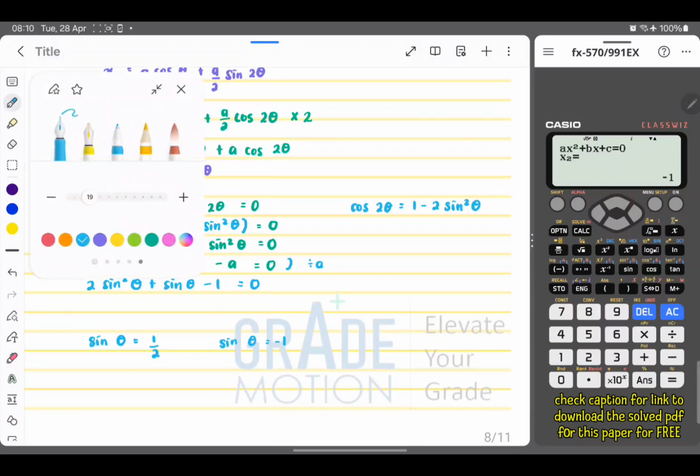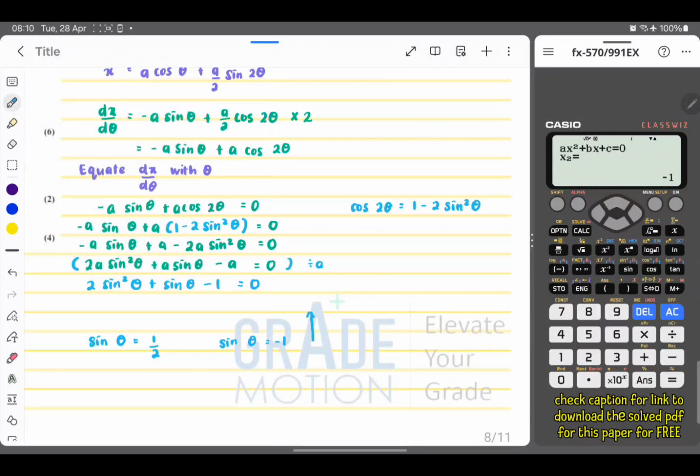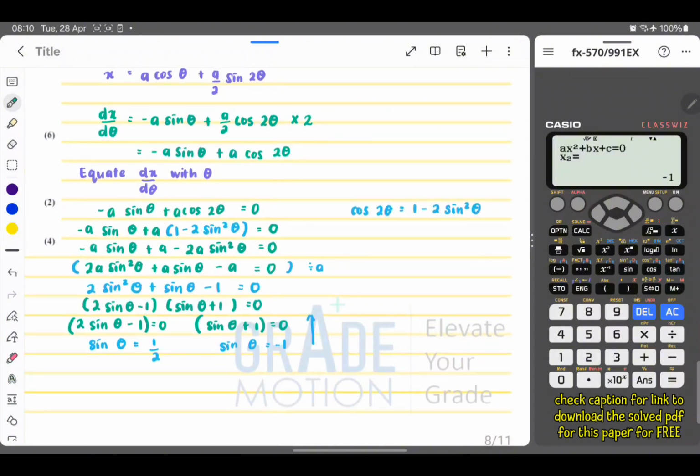Let's work our way up so that we can show our working. So let's make both equations equal to 0. So here would be 2 sine theta minus 1 equal to 0. Here we will get sine theta plus 1 equal to 0. So these two would be our factors. So write down our factors: 2 sine theta minus 1 and sine theta plus 1 equal to 0. Now we would like to find the value of theta for each case.